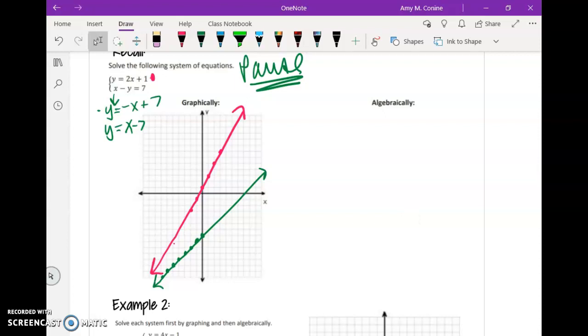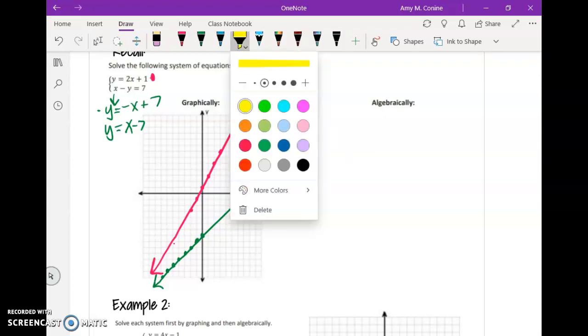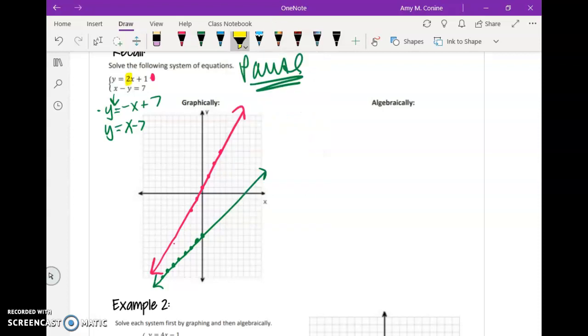If you paused your video and did your graph, it should look like that. It doesn't look like they cross, but they actually do. If you remember, parallel lines are the only ones that don't cross. These do not have the same slopes, so they will cross at some point. They are just not crossing right now. So we're going to use substitution to show our algebraic proof and find where they cross. We're going to take what y equals, which is right here, and plug it into our y in our second equation. So x minus parentheses 2x plus 1 equals 7.